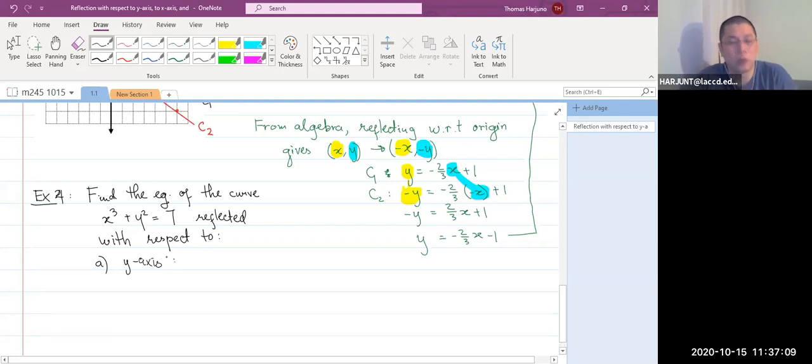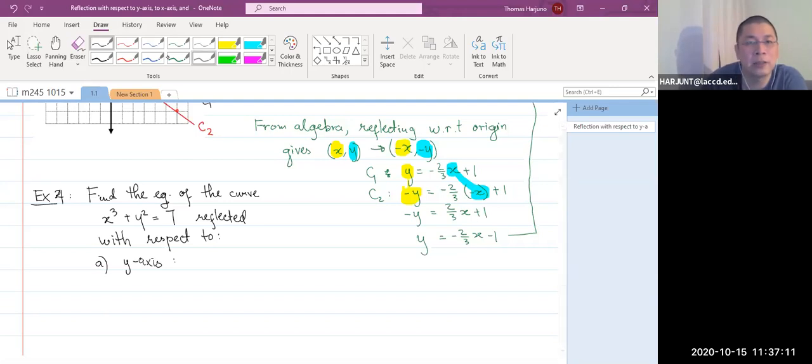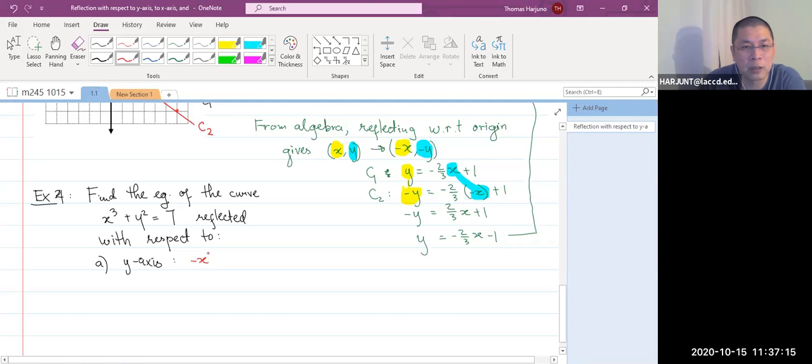When you reflect with respect to the y-axis, the x will change, right? Negative x cubed plus y squared equals 7. That's the equation. If you reflect that with respect to the x-axis, the y will get the opposite.